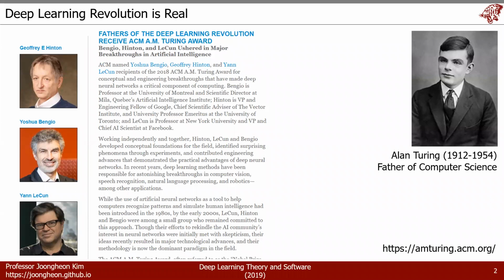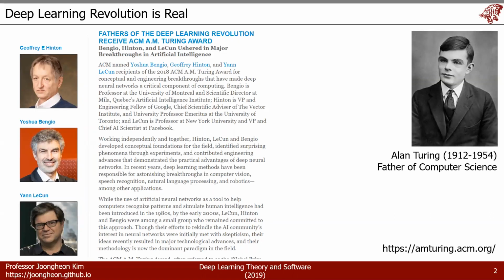So this is the first slide that we have. Deep learning revolution is real. It means that last year Yoshua Bengio, Geoffrey Hinton, and Yann LeCun received the Turing Award in 2018. The Turing Award is the most well-known and well-recognized award in computer science. So it means that deep learning is recognized as the most important topic in computer science nowadays. From this time, deep learning became the major trend in computer science.